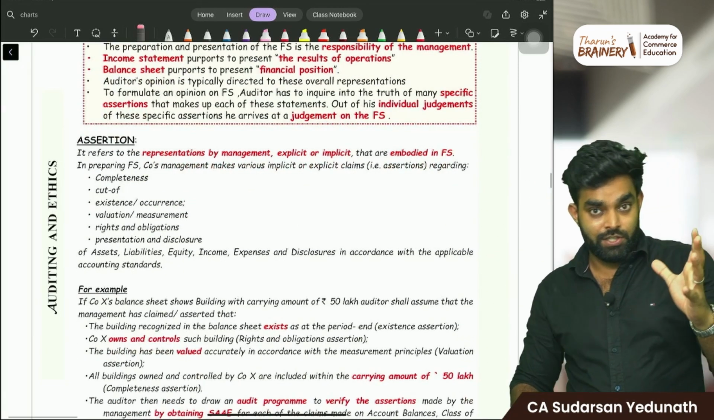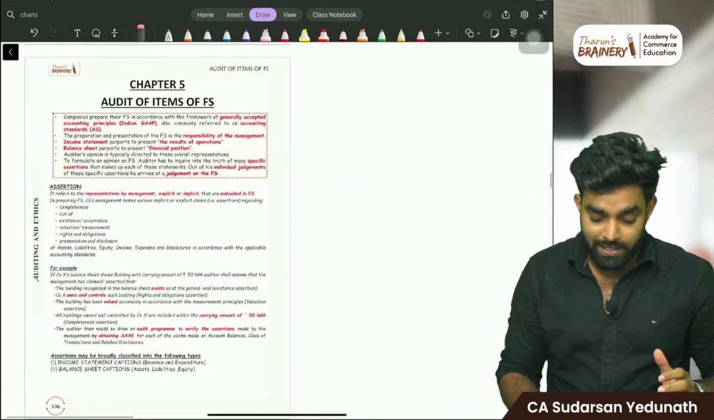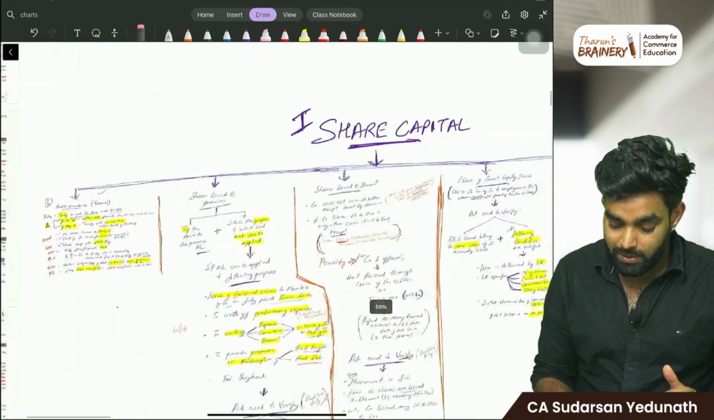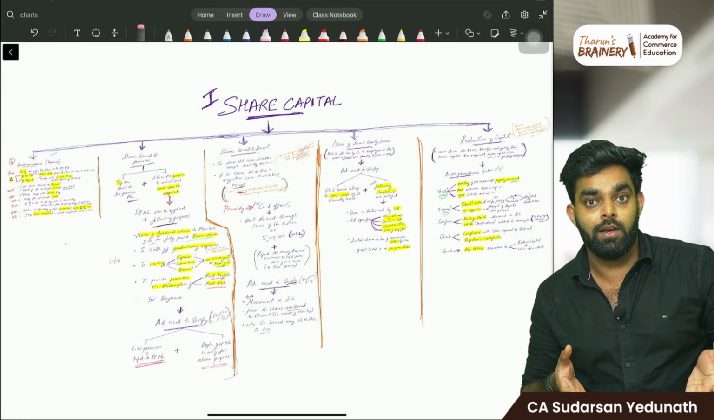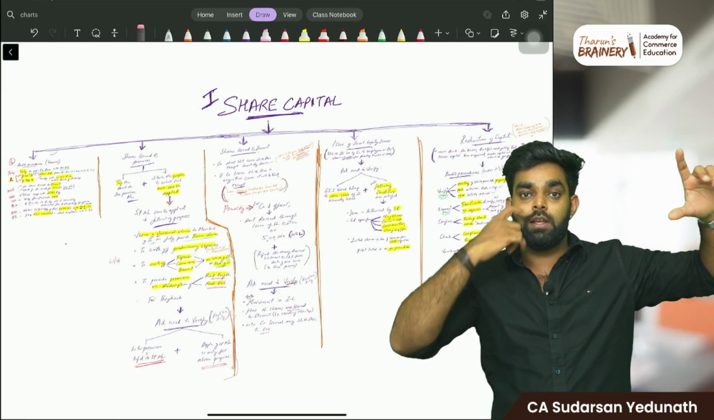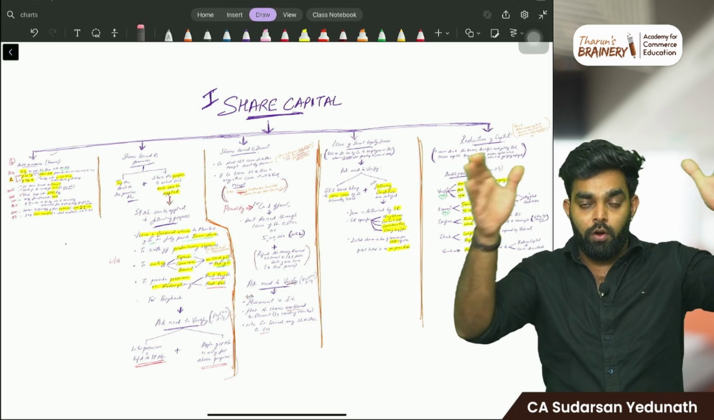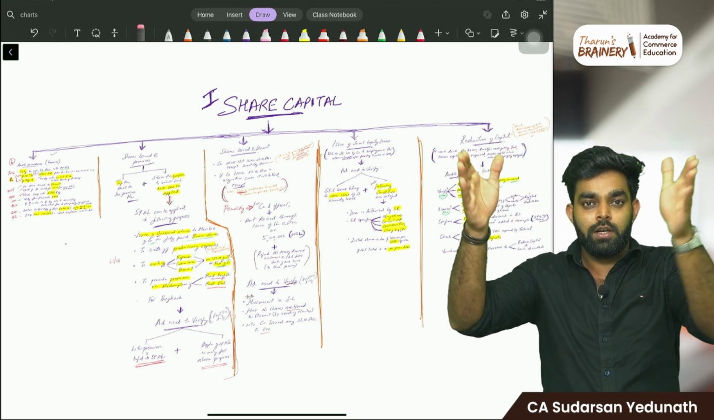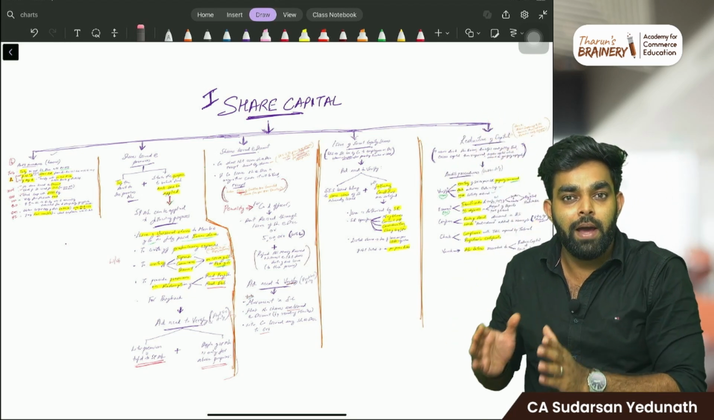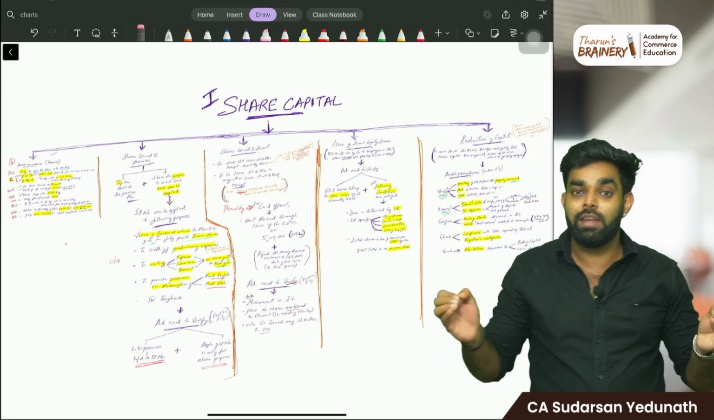First is assertion, and my approach to this chapter would be through charts, because everything looks similar in the chapter. If you learn it directly from the book, it will be very hard for you to remember. But this way, each topic will be structured in a very good manner in your mind, so it will be very easy for you.